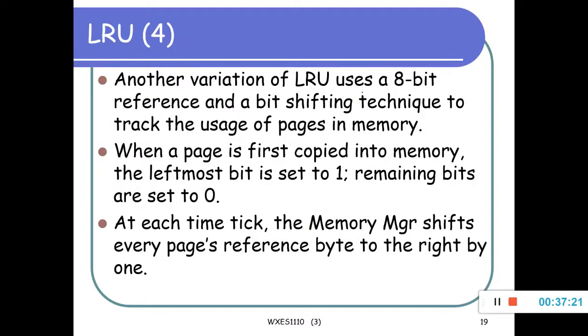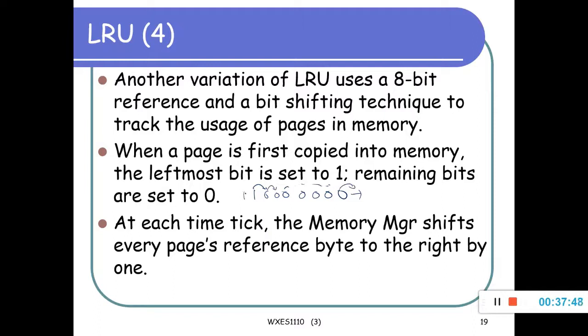So you use an 8-bit reference and a bit shifting technique to track. When a page is first copied into memory, the leftmost bit is set to 1 and the remaining bits are 0. So 1, 0, 0, 0. At each time, the memory shifts every page reference byte to the right by 1. So the next time scale, supposedly 1 will move here, 0 will move here, and so on.